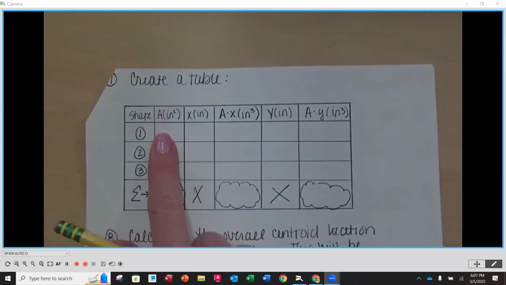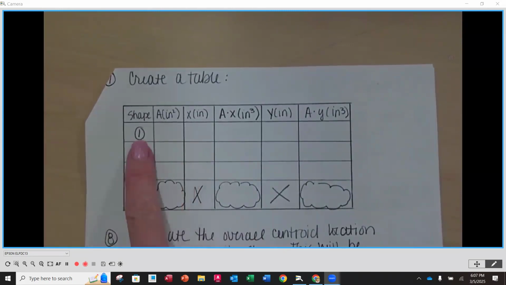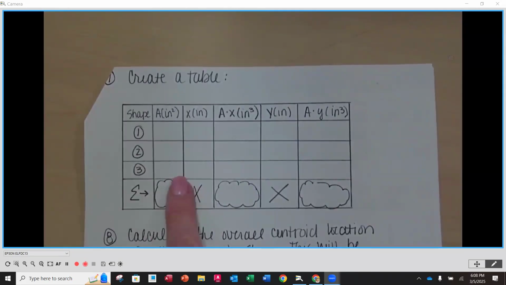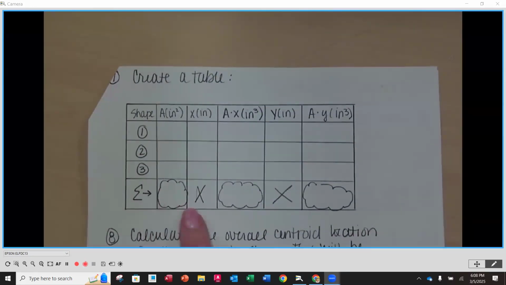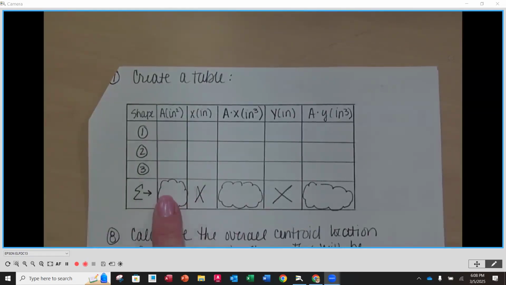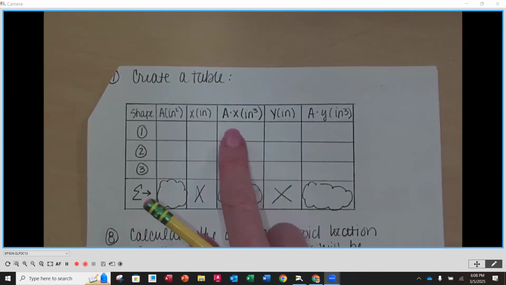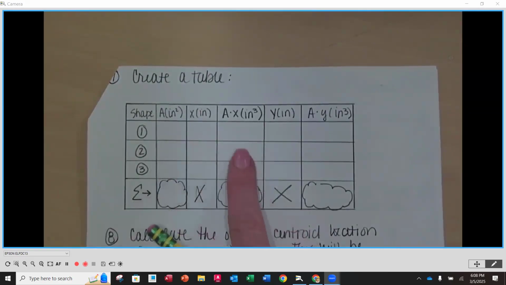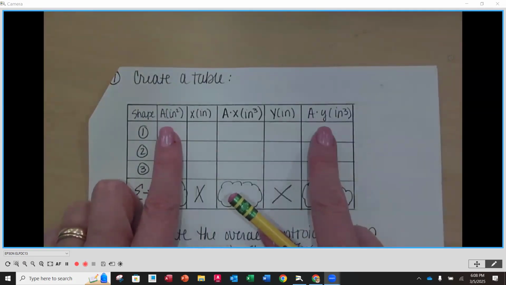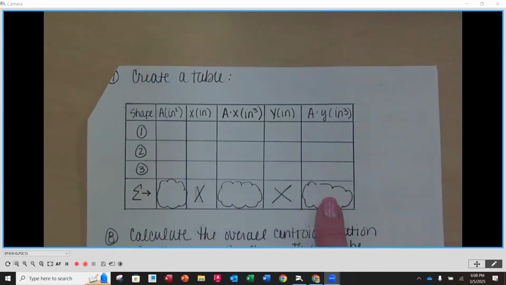You're going to notice that we have an area column for shape and then a row for 1, 2, and 3. And then down below, wherever there was a sum that we need for our x bar, our y bar, I've got a little cloud and we'll fill that in. If we don't need the sum of that column, I put an X in there, okay? So we're going to need a sum column for the total area. We're going to need a sum column for the A times the X values. And then we're going to need a column for the areas times the Y values, okay?